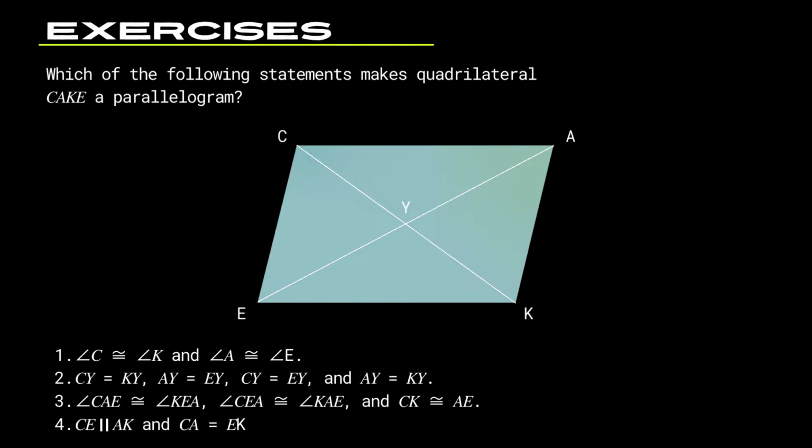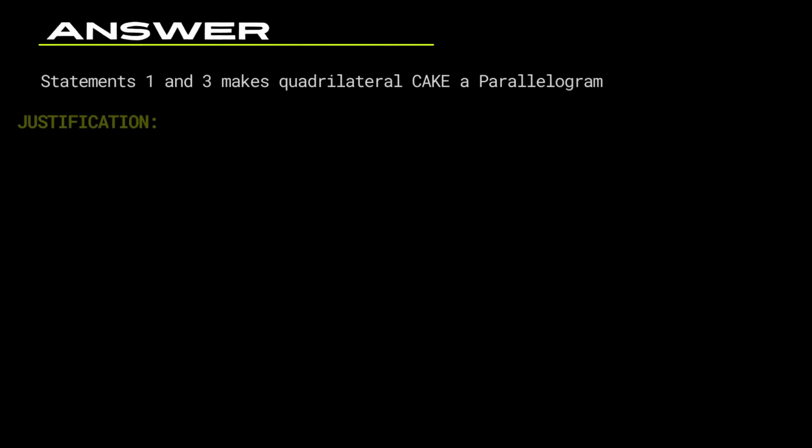Or maybe is it statement number 3? Angle CAE is congruent to angle KEA. Angle CEA is congruent to angle KAE. And CK is congruent to AE. Or maybe it's statement 4. Segment CE is parallel to EK and segment CA is equal to EK. Let's find out.